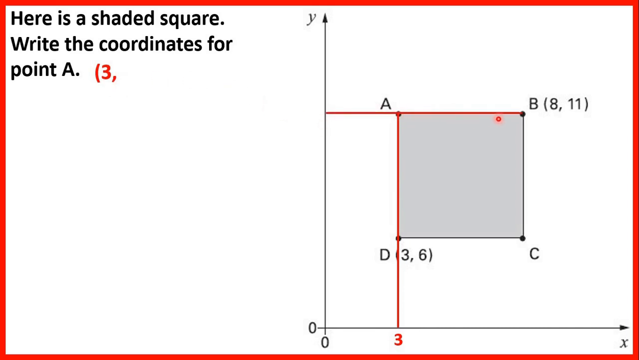Now let's look at the y coordinate. We can see that point A is in line with point B, and the y coordinate, so the second number for B, is 11. So that means point A must have a y coordinate of 11 as well. So the coordinates for point A are 3, 11.